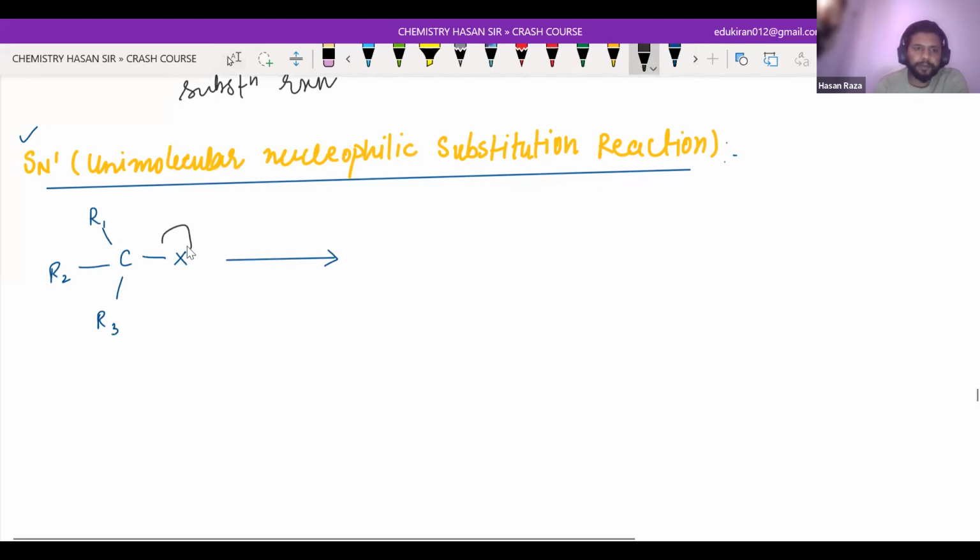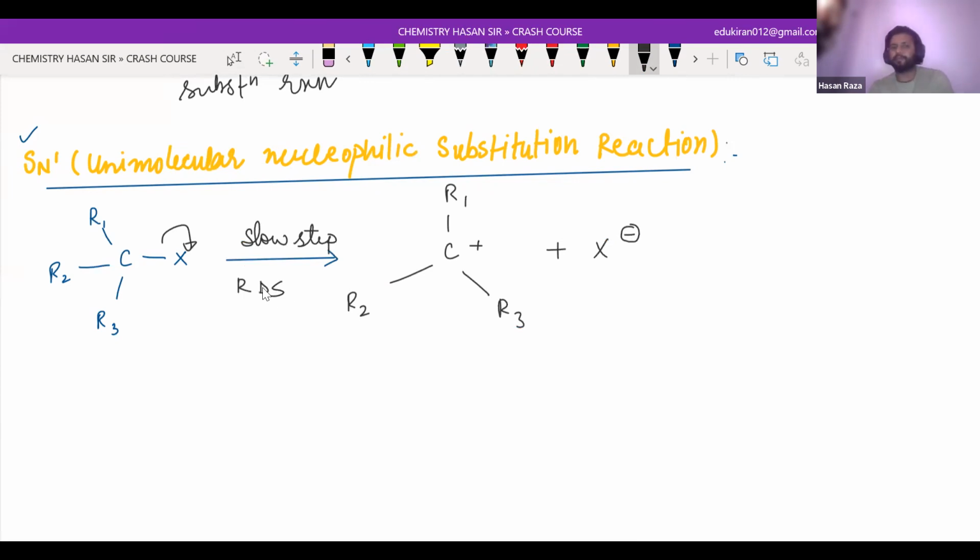Now see what I want to say. X is the leaving group, so it will go out. So there will be a positive charge with R1, R2 and R3, and X will be out. This is the first step, and this first step is the slow step, and that's why it is the RDS, rate determining step. Why is it slow? Because it is more stable here, it is less stable here. That's why it is slow.